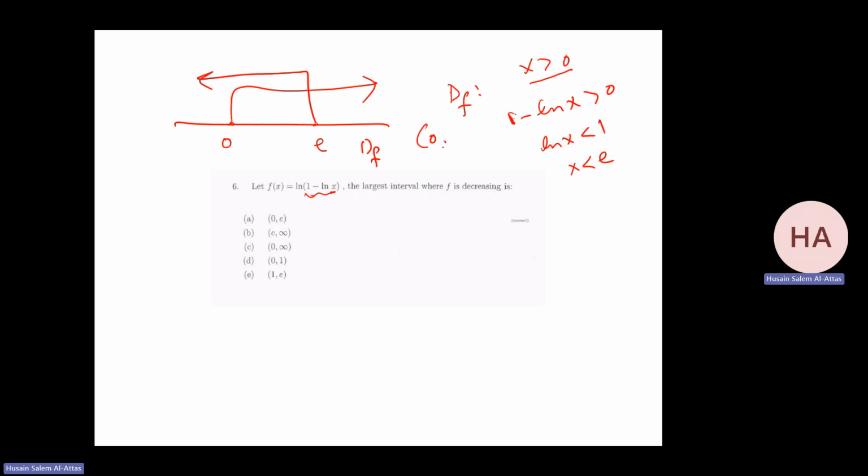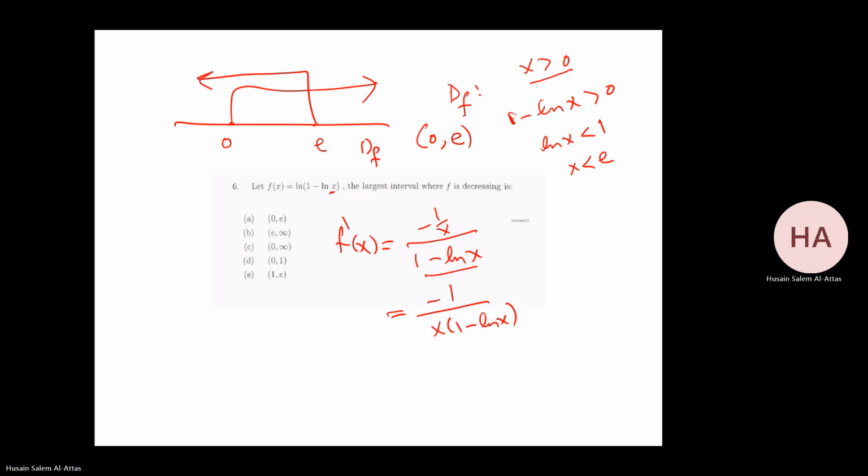So this is what I will work out with. Now we'll need to find f prime. F prime will be what? 1 minus ln x, since I have ln of something, times the derivative of this, the derivative of the denominator, this one, which is minus 1 over x. So doing the calculation, that will be minus 1 over x, 1 minus ln x. Okay. So this is f prime.